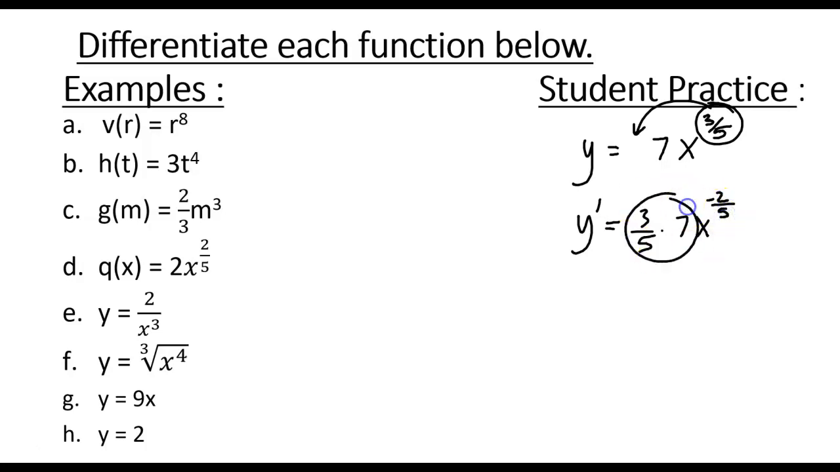We do need to simplify our coefficient here in the front. So think of that as 7 over 1. 3 times 7 is 21. 5 times 1 is 5. And we're good to go.